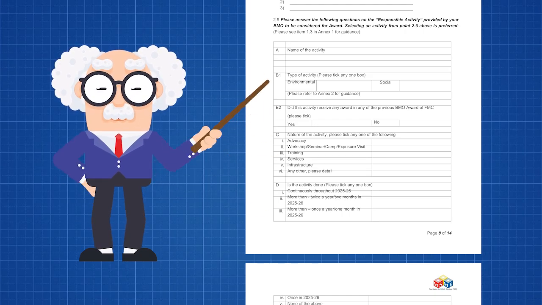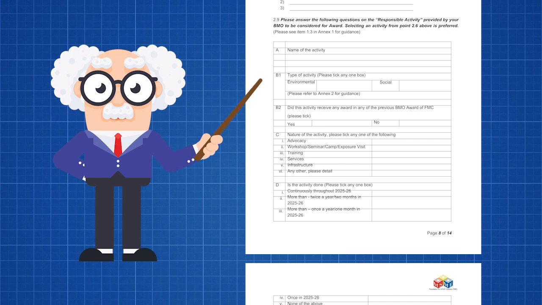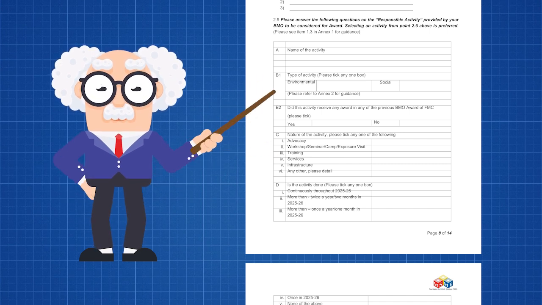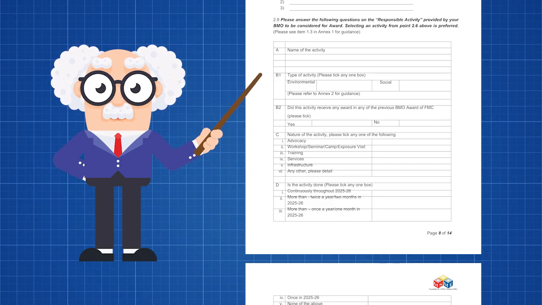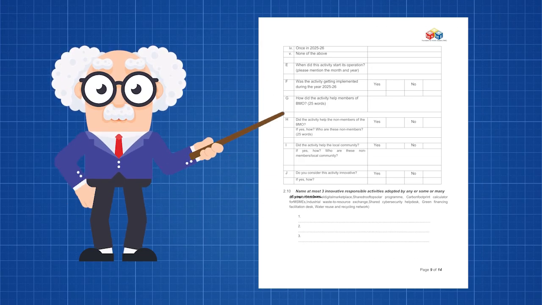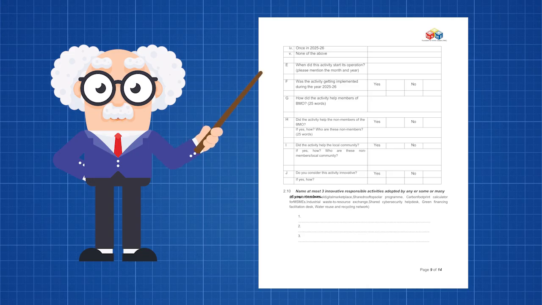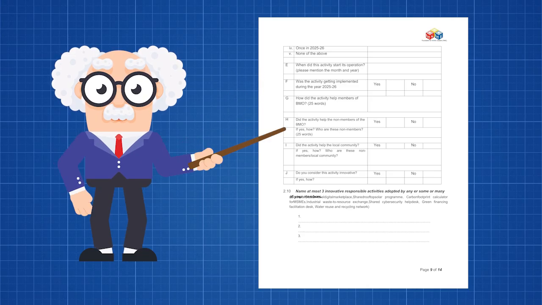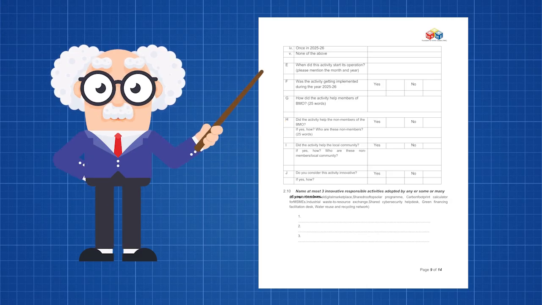Continuously throughout the year, more than twice a year, or every 2 months, more than once a year, or once a month, only once in the entire year, or none of the above. Row E, mention the month and year when this activity started its operation. Row F, tick yes or no. Was the activity being implemented during the year 2025 to 26?